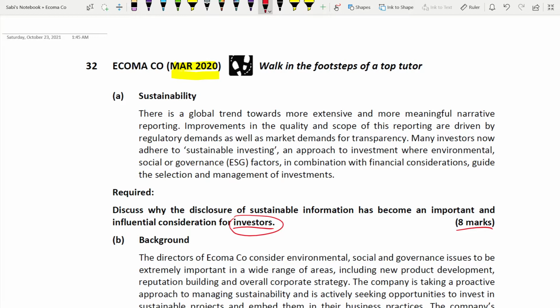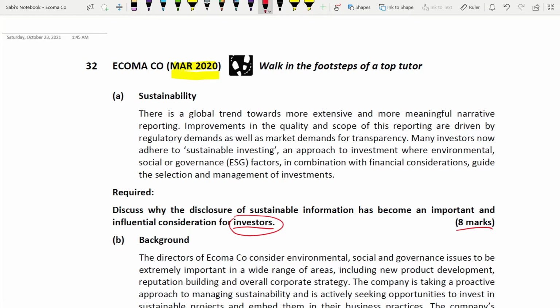For 8 marks, at least you have to write 4 to 5 points to get the 8 marks. Let's say if I'm writing 4 points, 4 into 2. For explaining the 4 points, I will get 2 marks each, so 4 into 2, 8 marks. Right. So let's read. This will not take you so much time because, first of all, figures are not there. No calculation is required.